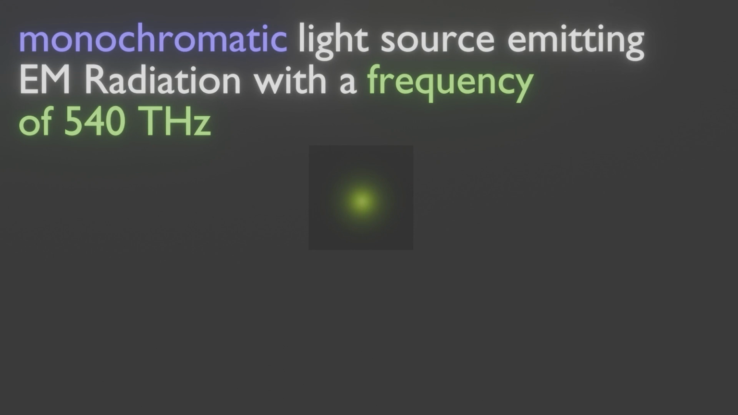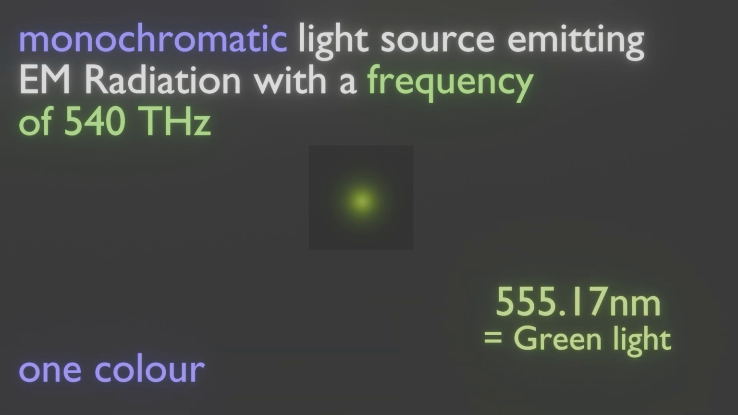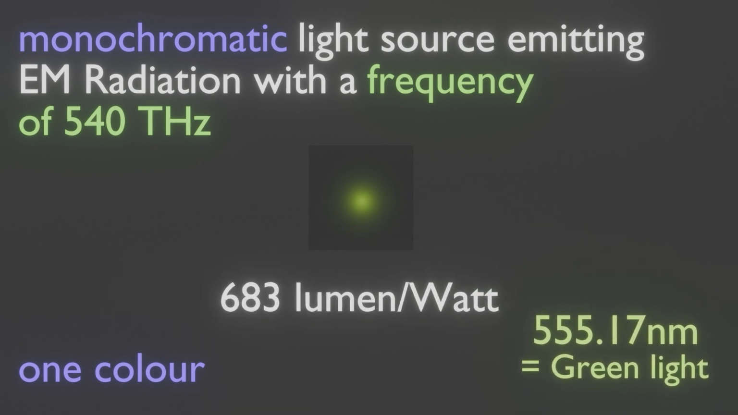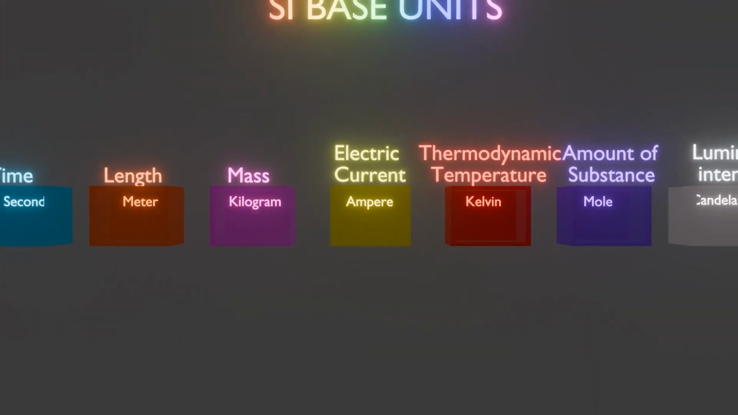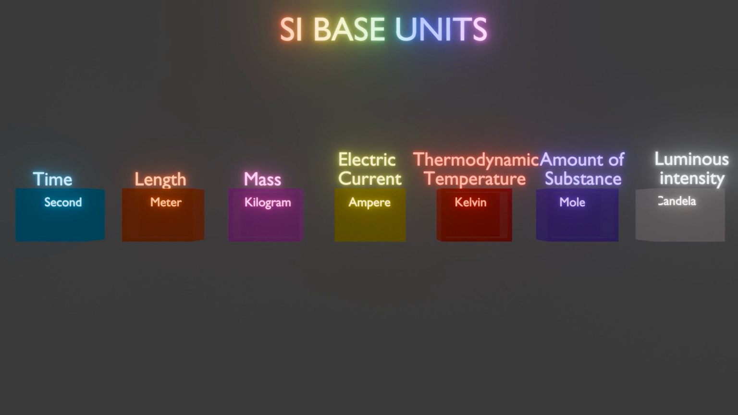Mono meaning one and chromaticus from Latin meaning related to color, so a monochromatic light source is a light source emitting only one color. This emitted color has a frequency of 540 terahertz, which is a wavelength of slightly more than 555 nanometers. And the constant is 683 lumens per watt. So yeah, that about covers that. And basically, out of these 7 units, you can make any unit. Any and all units are possible, explained in this next section, that is math.